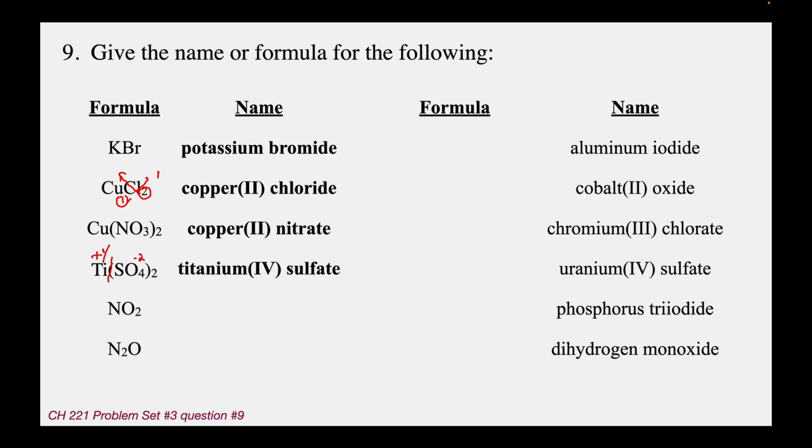The next 2 examples are nonmetals with nonmetals. Nonmetals are everything up and to the right of the metalloid line, so nitrogen and oxygen definitely follow in that category.